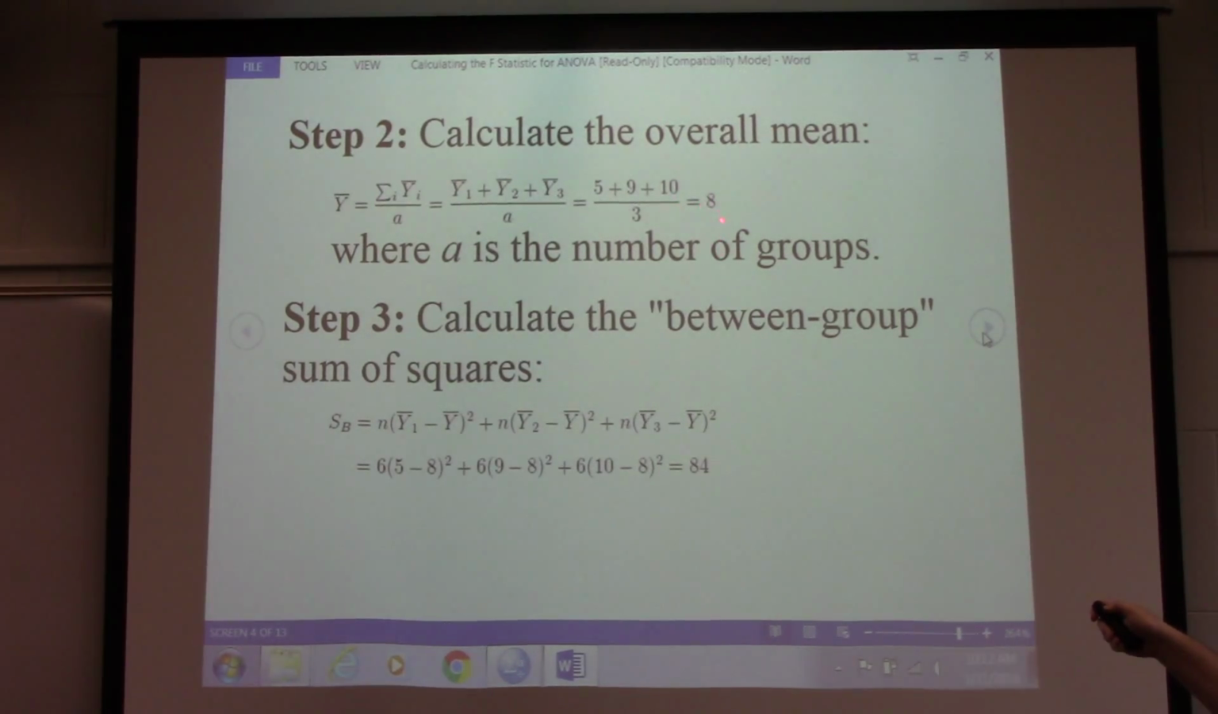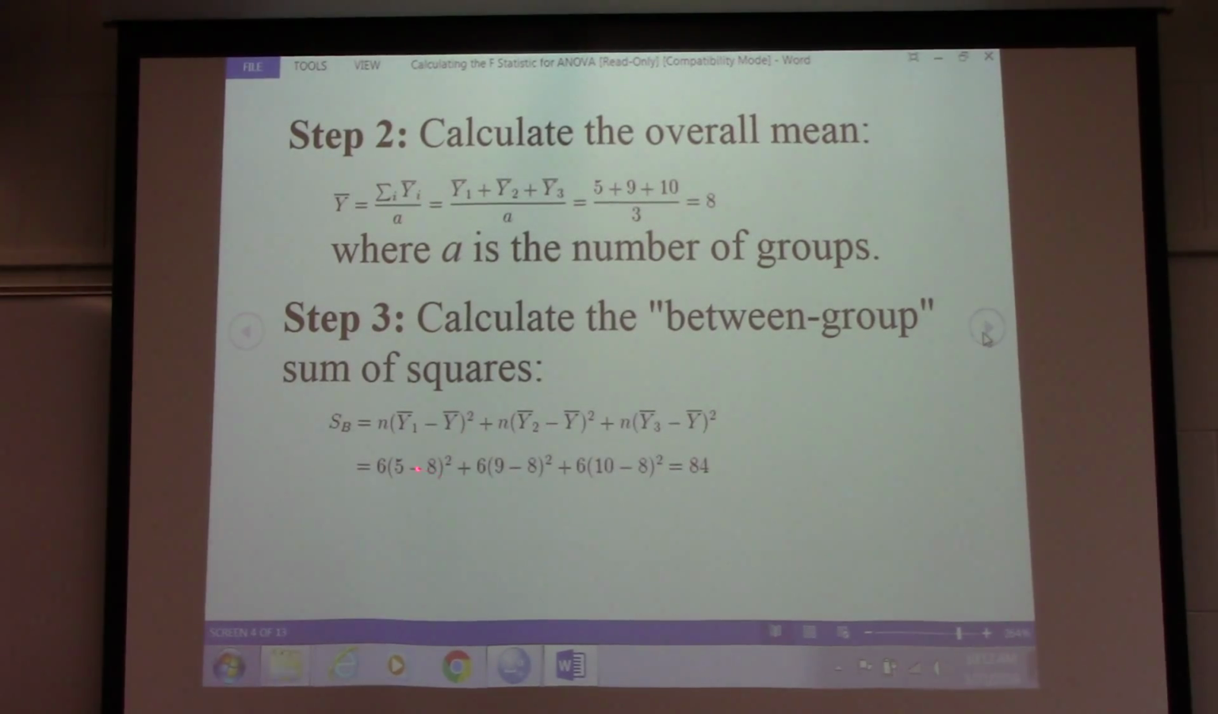So with that 8 inches, we're going to then calculate what's called the between group sum of squares. And again, the key word here is now we're not thinking about within a particular group of fertilizer. We're looking for differences between the 3 types of fertilizer. So we had 6 observations of fertilizer 1, and its average growth was 5 inches.